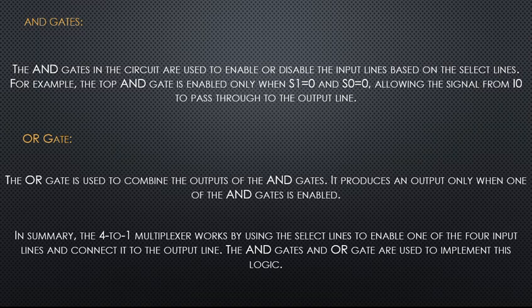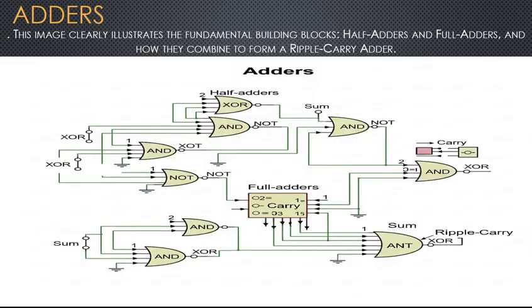So, in summary, the 4-to-1 multiplexer works by using the select lines to enable one of the 4 input lines and connect it to the output line. The AND gates and OR gate are used to implement this logic. Now, we'll proceed with adders.